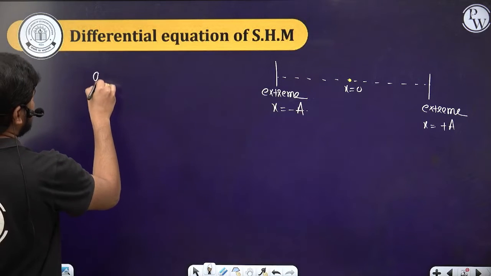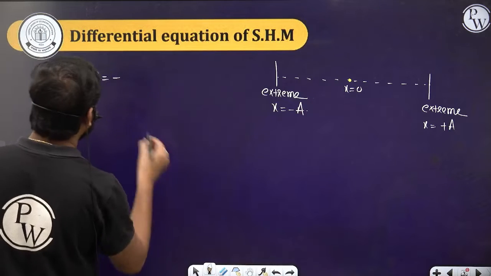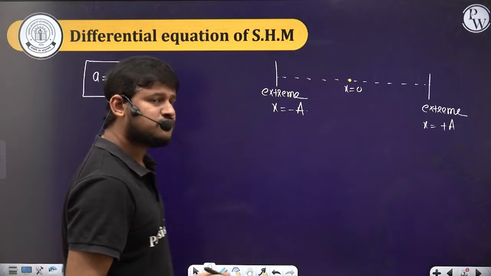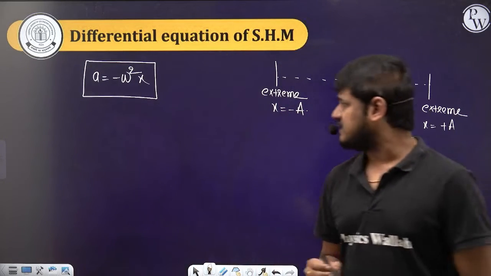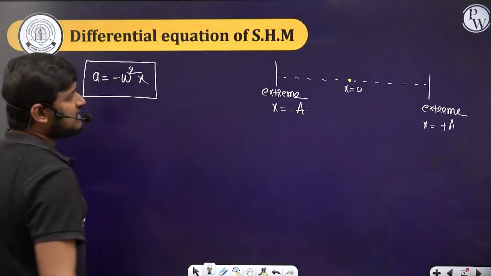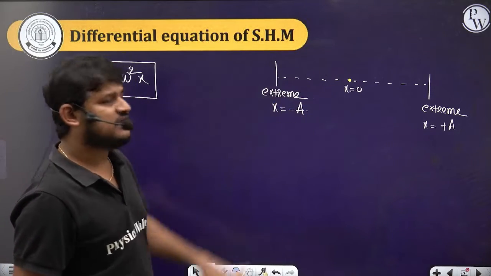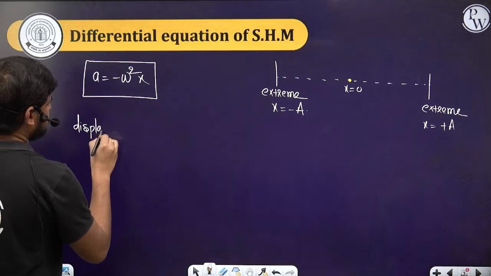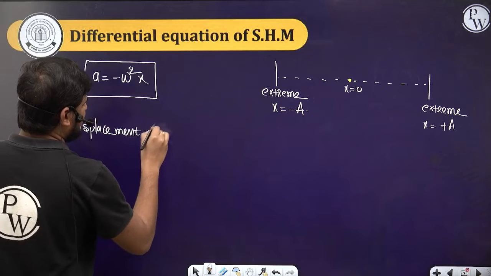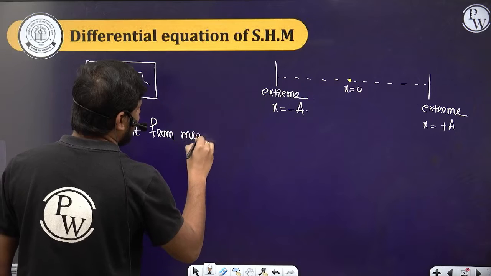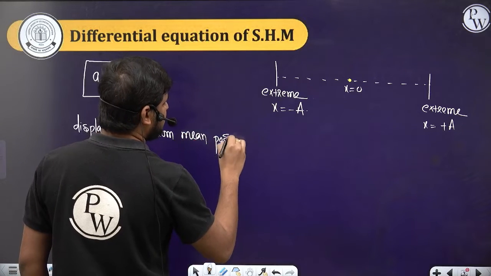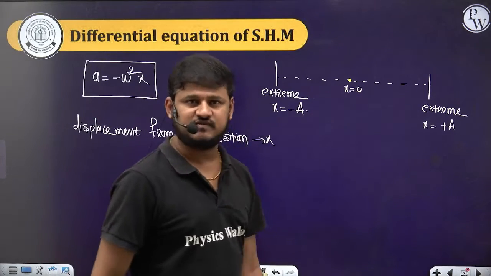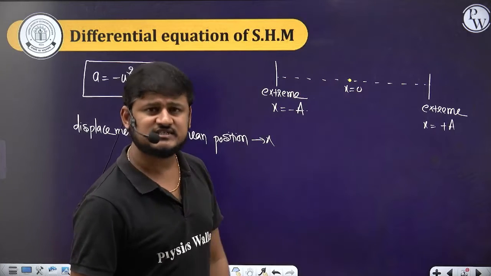Chalo. We know that the acceleration is equal to minus omega square x. In the last class we discussed it, and we got the formula for the acceleration as a equals minus omega square x, right? Now the particle which is making S.H.M, let's write its displacement from the mean position, we call it x. If the body is moving towards the right extreme, we take x as positive. If it is left, we take x as negative, right?